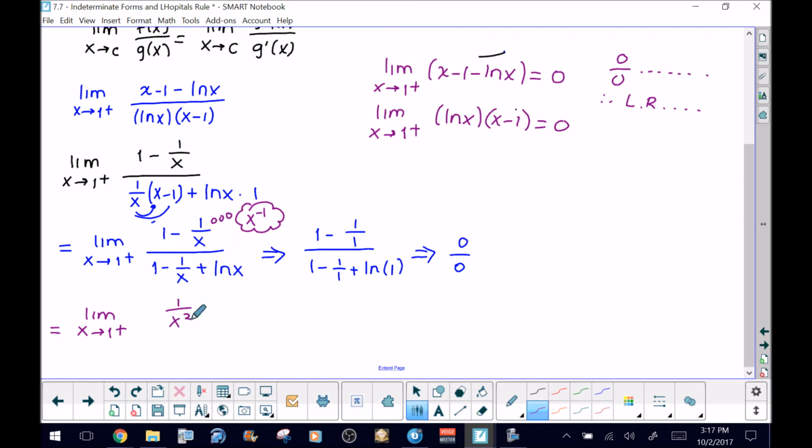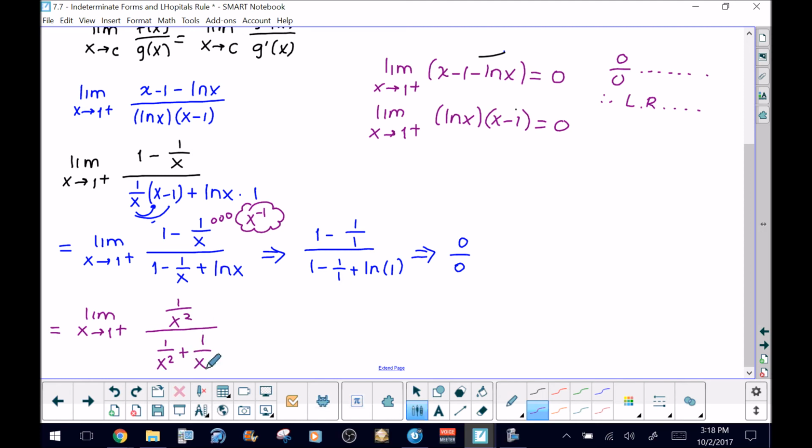The denominator would have something similar, 0 minus, and then we have another negative 1 over x squared. So positive 1 over x squared, we'll call it. And then the derivative of natural log of x is 1 over x. So we feel like we've taken that derivative correctly.